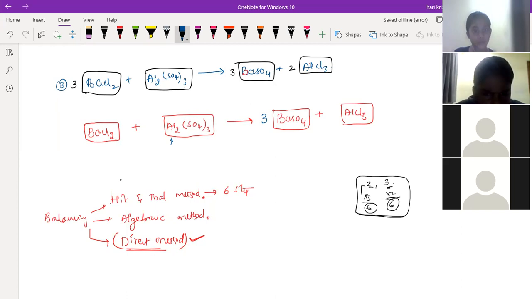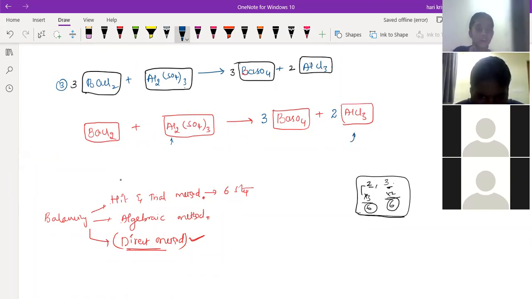2 on the product side, and on the reactant side 1. So multiply there with 2 to make the aluminum equal. Yes, sir. Okay. Now, how many chlorines are there on the reactant side?